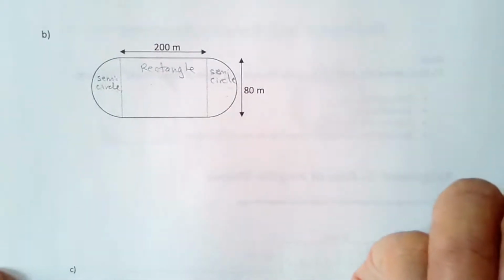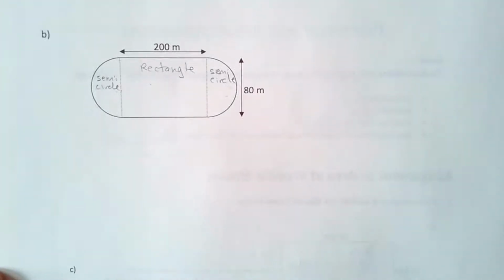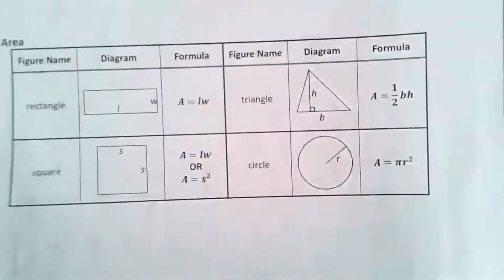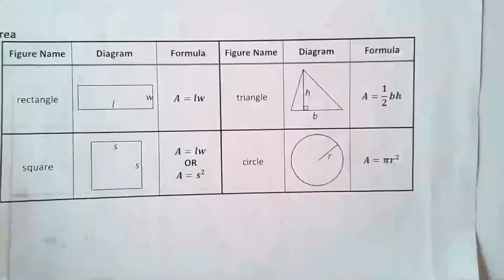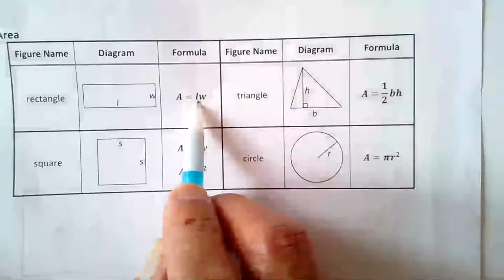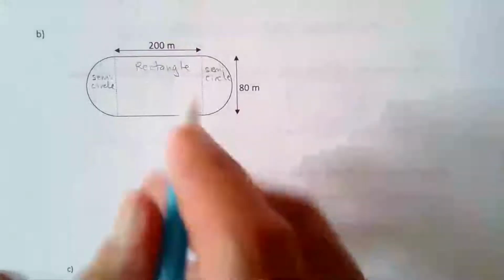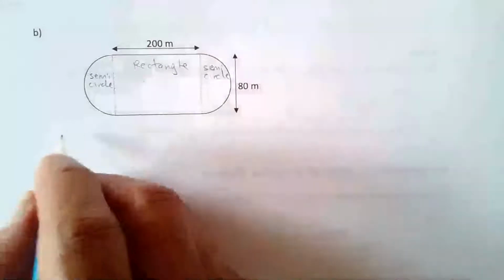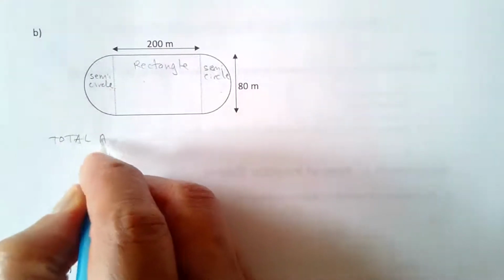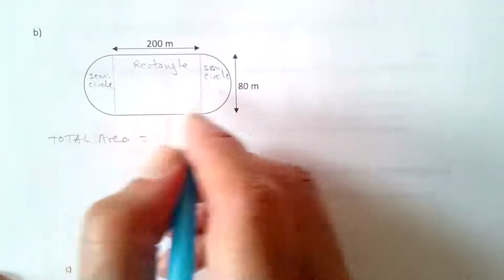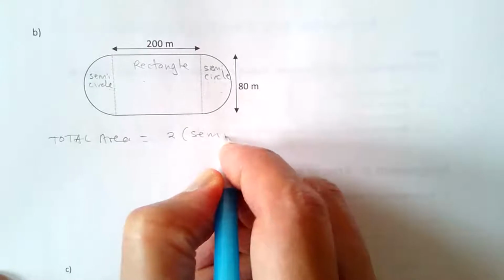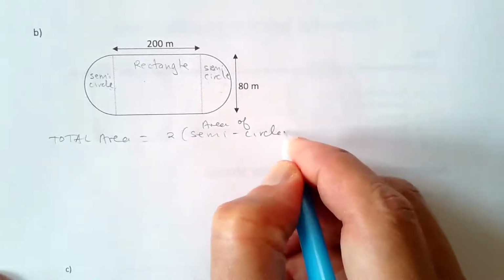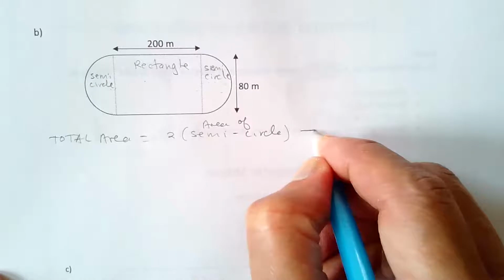So the first step you would like to do is to determine what kind of shape we have. Once we know the shape, we will go to a formula sheet, if you can't remember it, to find the area using the formula sheet to deduce our area. So the total area for this irregular shape, we can conclude, is equal to 2 times the area of the semicircles plus the area of the rectangle.